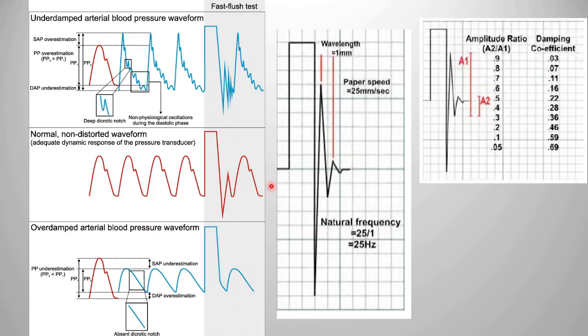So two things are important when we are starting and using the arterial blood pressure system. We should have a good adequate frequency. How do we do it? Frequency, because the natural arterial system, as I told you, has a very high natural frequency.